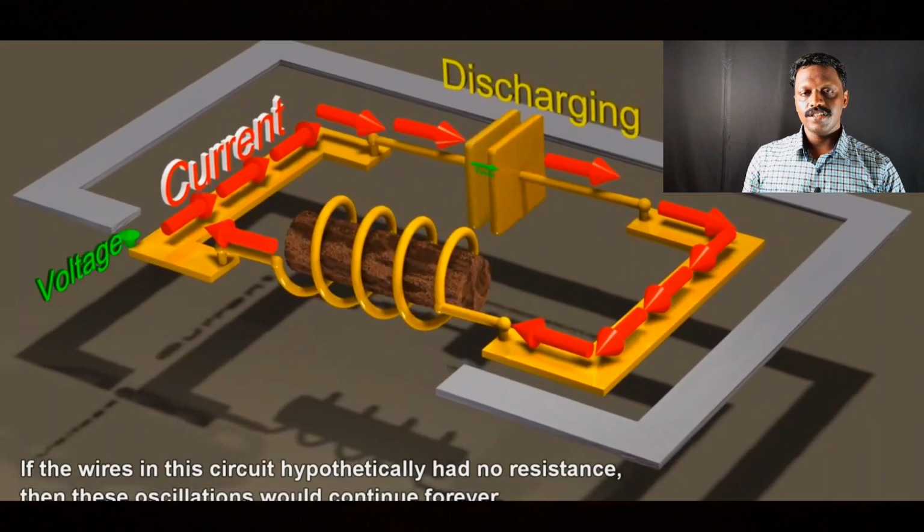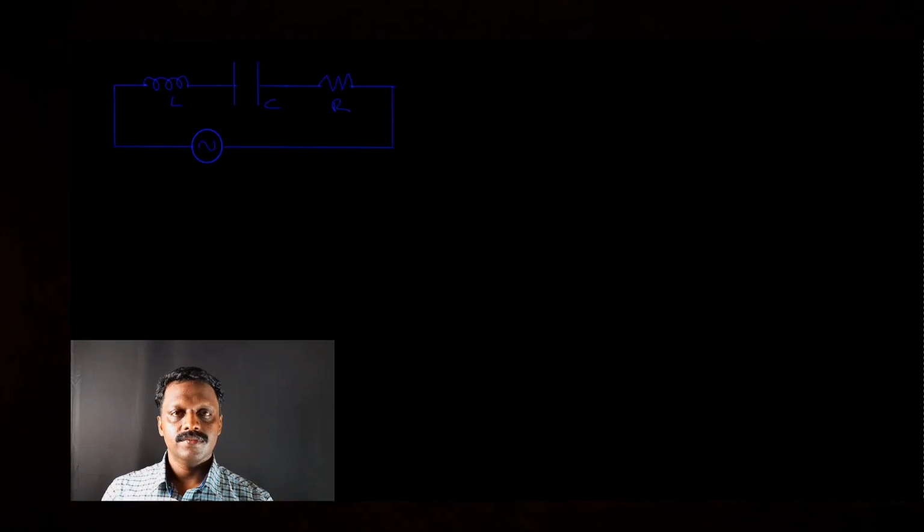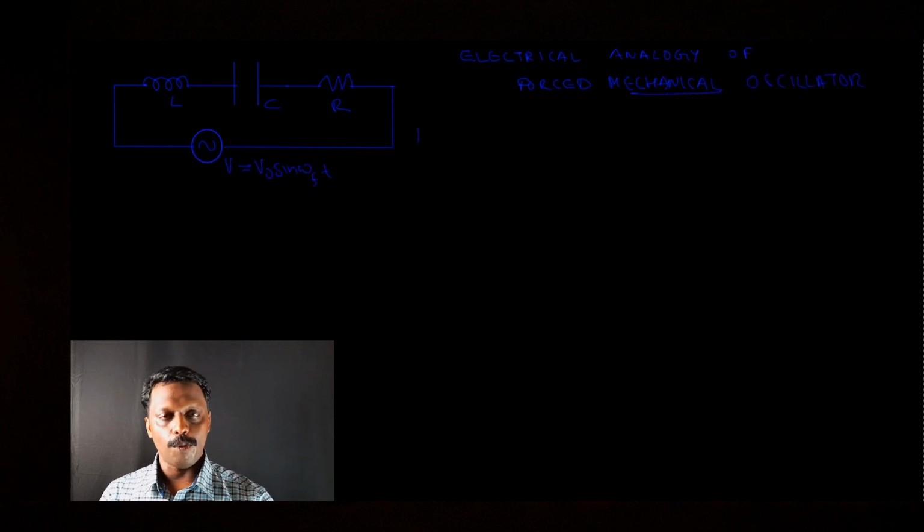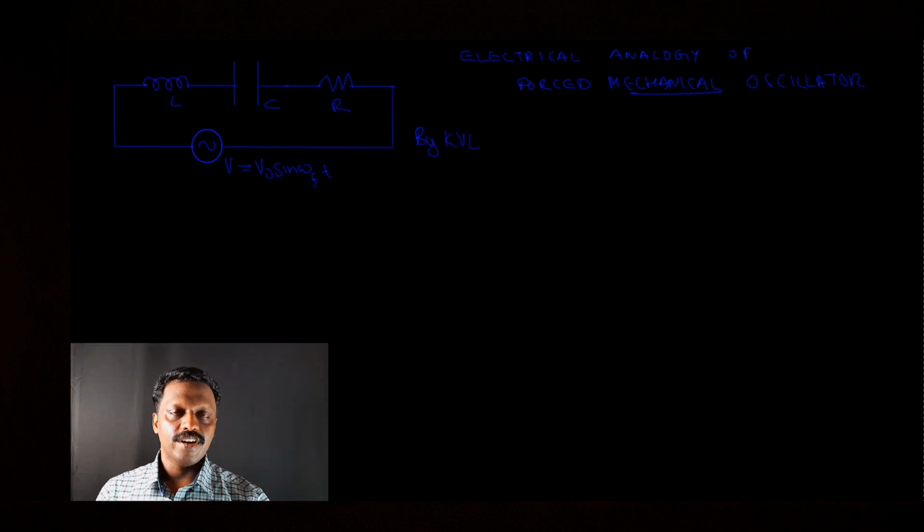That is, under ideal condition, the circuit will have current forever. Now let us consider an inductor of self-inductance L, a capacitor of capacitance C, and a resistor of resistance R connected in series, applied with an alternating voltage V equal to V0 sin omega f t. There will be a potential difference across each component as the capacitor gets charged and discharged repeatedly by the external voltage.